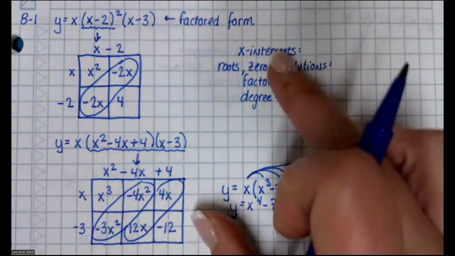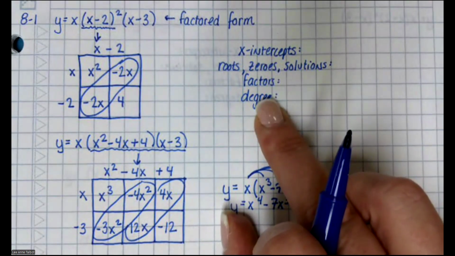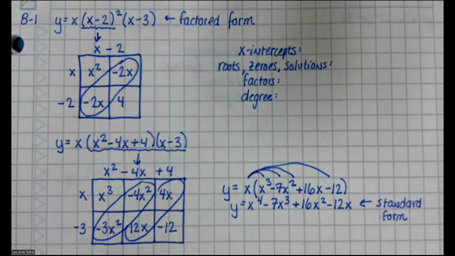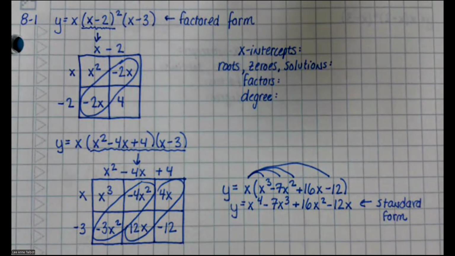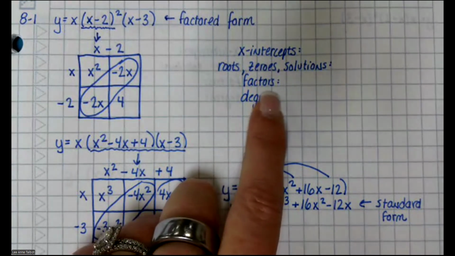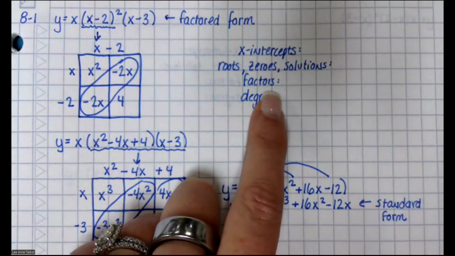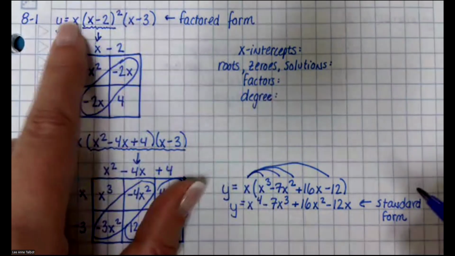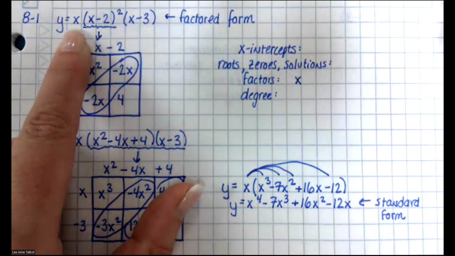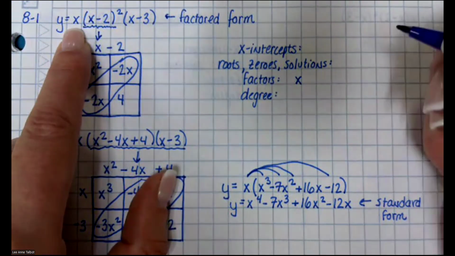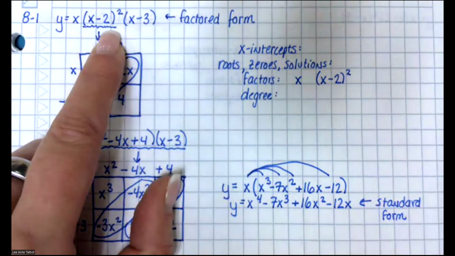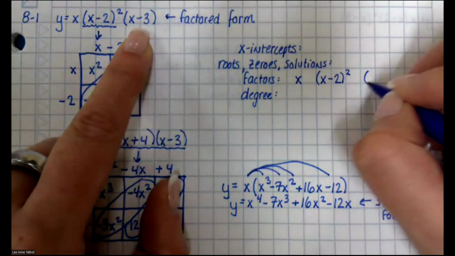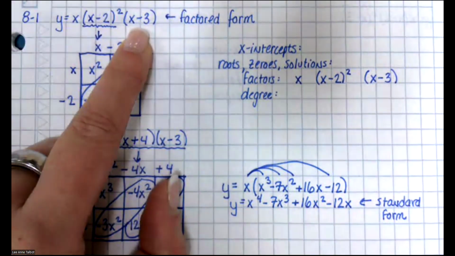Okay, and you know all of these things. You probably don't know that you know them, but you do. Degree is the only thing I really need to make sure to teach you as we go through the rest of this lesson. Degree is like the most important. Okay, we're going to start with factors. I know it's weird because it's the third thing down, but we're going to start with factors. My factors are x minus 2 squared, and x minus 3.